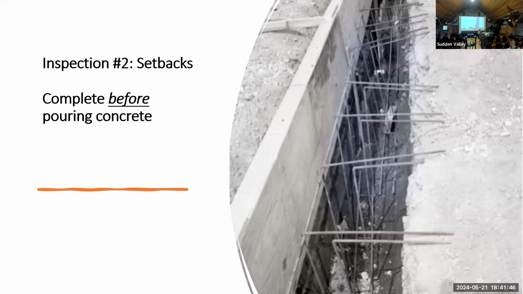My understanding is that when the county comes out, their first inspection is with their setbacks, but what I've been told is they also schedule their silt fence inspection or their erosion control at this same time. So one thing that Sudden Valley is different is they want to see and make sure that the silt fence is in place before any excavation has occurred.